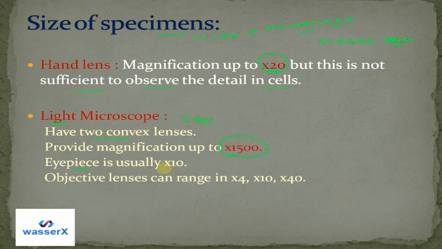And the eyepiece is usually 10 times, right? The eyepiece gives 10 times magnification, and the objective lenses can range from 4 times, 10 times and 40 times magnification. So these are the different parts of microscopes that we have already studied.